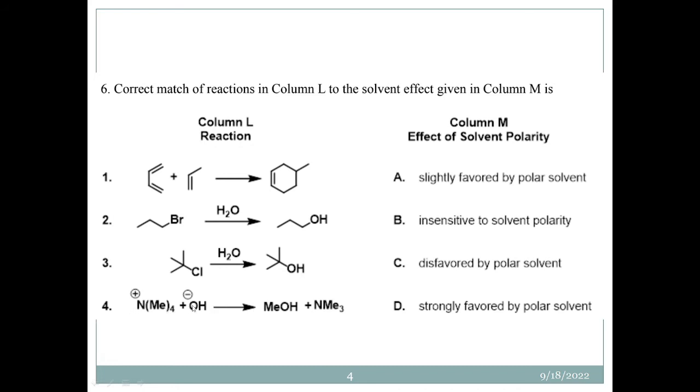This time the ground state is charged, like an ammonium salt, NMe4 plus, and the base is hydroxide. Any polar solvent will stabilize it, and what happens in the transition state is that this charge will get dispersed. So the charge is more concentrated in the ground state rather than in the transition state. It will be an SN2 type mechanism. So the ground state is more stabilized than the transition state, and the polar solvent will stabilize the ground state more than the transition state, and the rate will be slightly disfavored. So 4 goes with C.